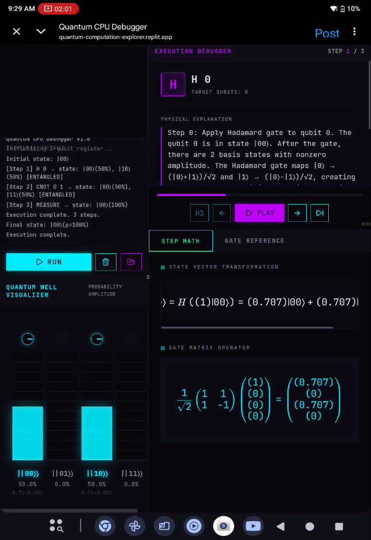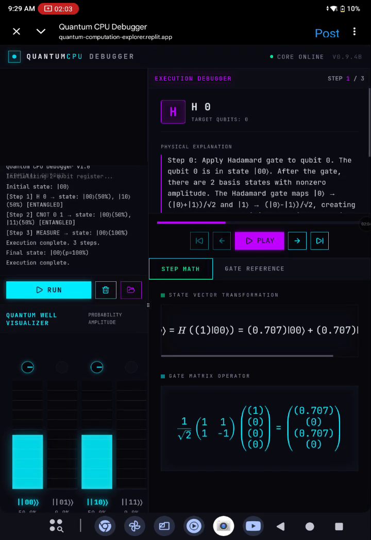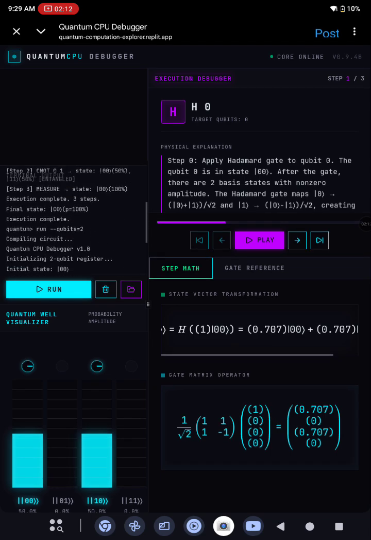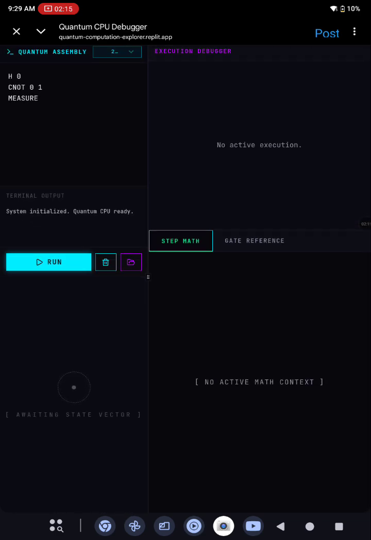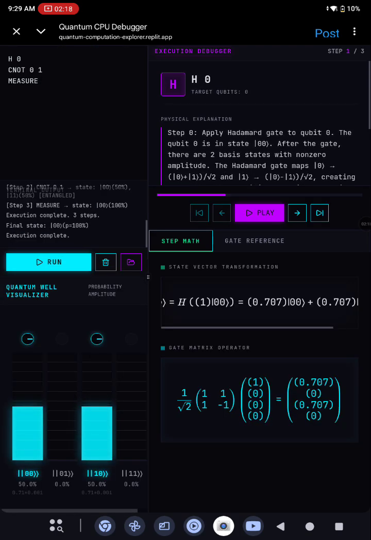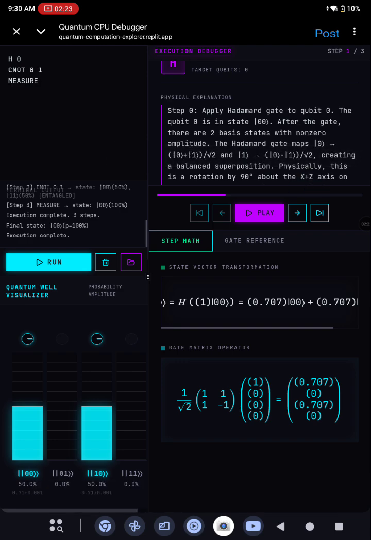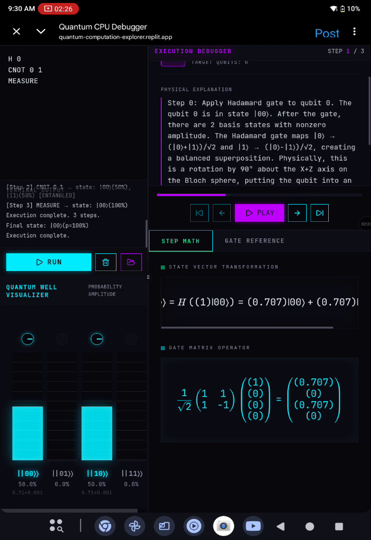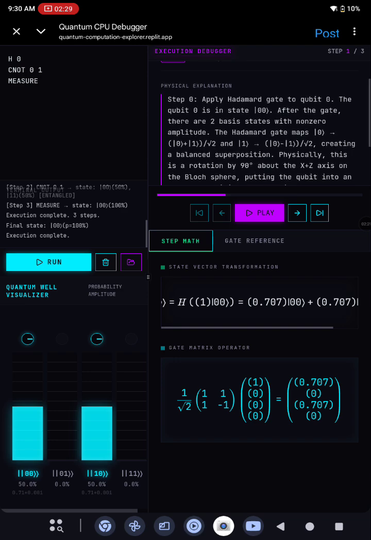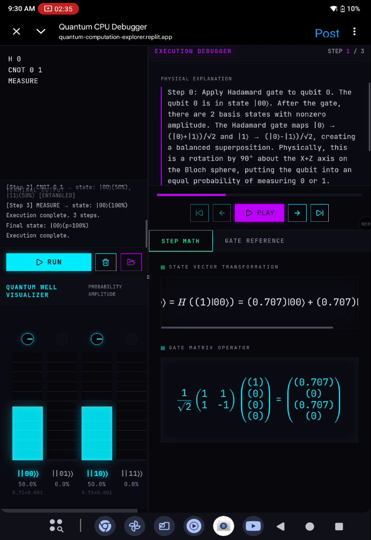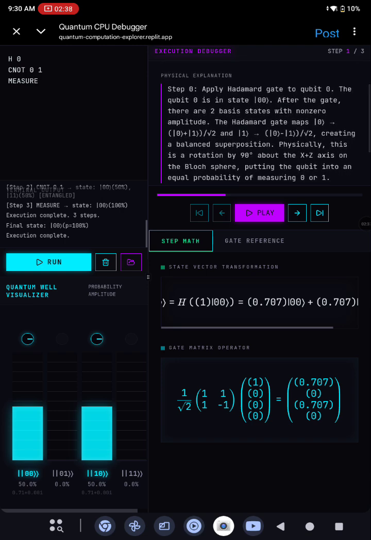So we did hit run, and there's supposed to be some explanation of the execution here at the top right. So let's see. Oh, so this says H0, target qubit 0. Physical explanation, step 0: apply Hadamard gate to qubit 0. That's what the H stands for. The qubit 0 is in state 00. After the gate, there are 2 basis states with non-zero amplitude, and that's the quantum well down at the bottom left.